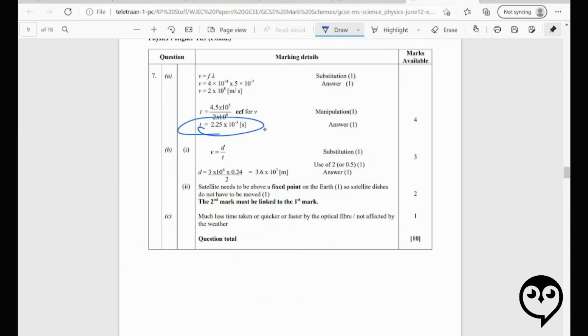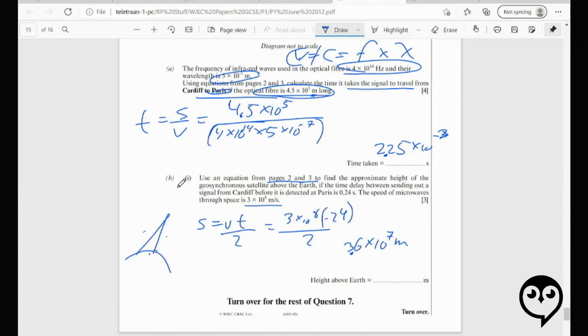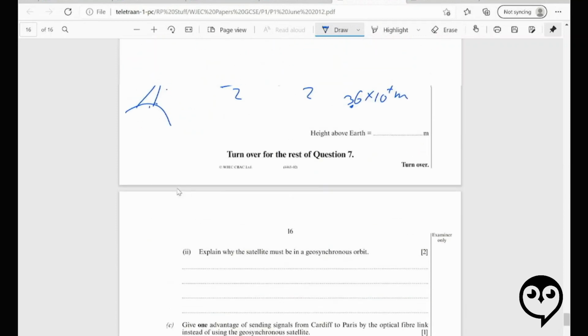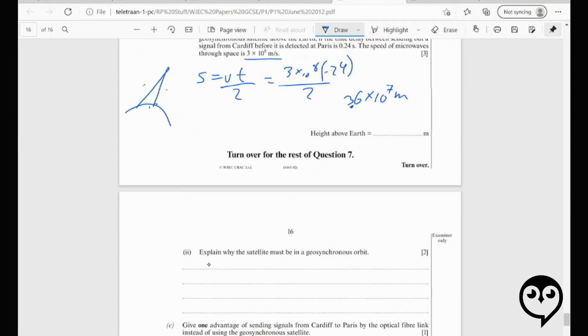How are we doing so far? Correct time, correct height, and I think we've got the marks. Take a pause to see how they are being awarded. Let's move on. Explain why the satellite must be in a geosynchronous orbit. It needs to be above the 2 cities.